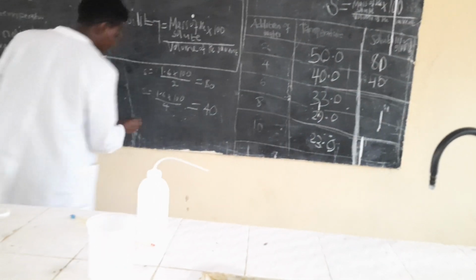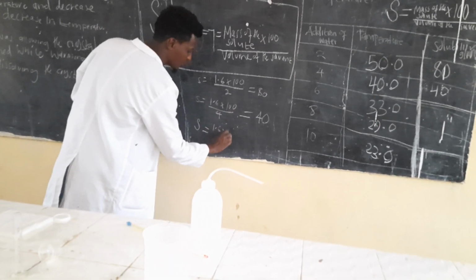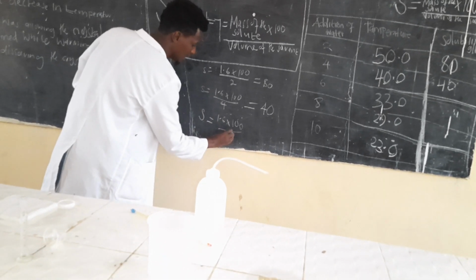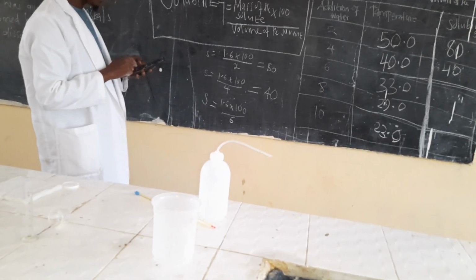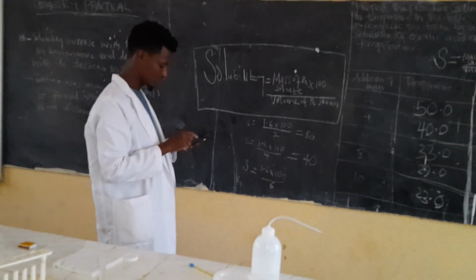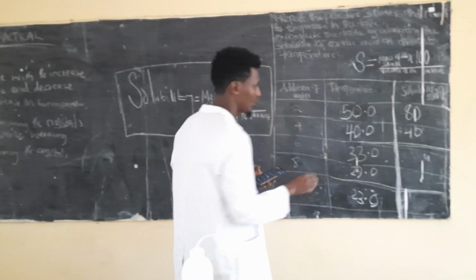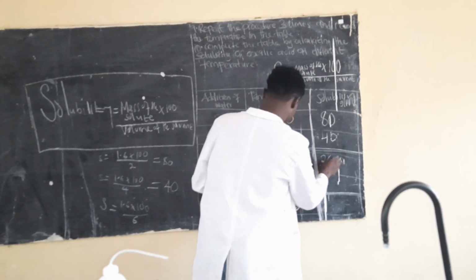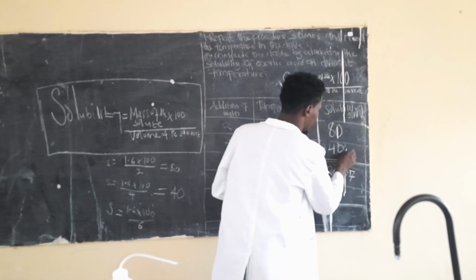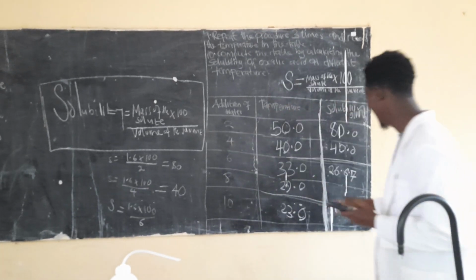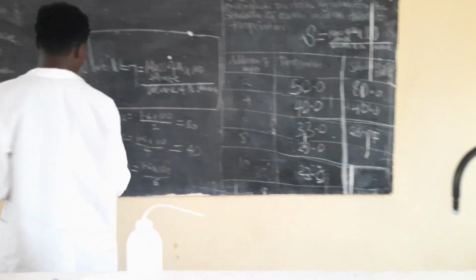Again, the solubility of the third experiment is 1.6 times 100 divided by 6. So 160 divided by 6 now. That is 26.66, so you can make it 26.67.